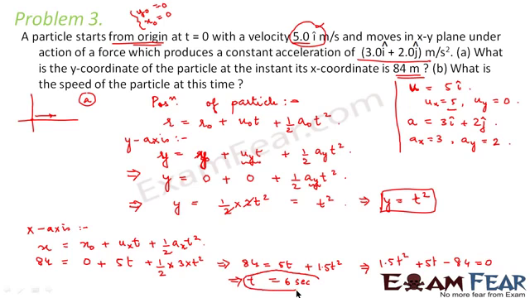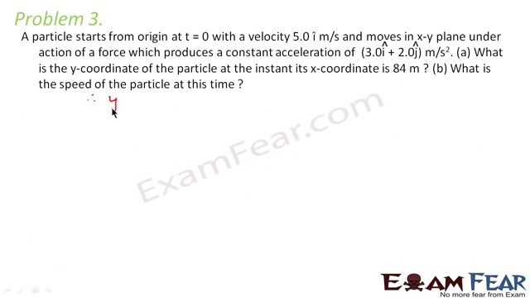That means when time is equal to 6 seconds, at that time the value of x coordinate would be 84. Right? So now we got the value of t. So once we know the value of t, therefore the value of y will be t square. So t we already found as 6. So this will become 36 meter. Therefore the value of the y coordinate will be 36 meter at the time instant when x coordinate is 84 meters. So the first part is done.